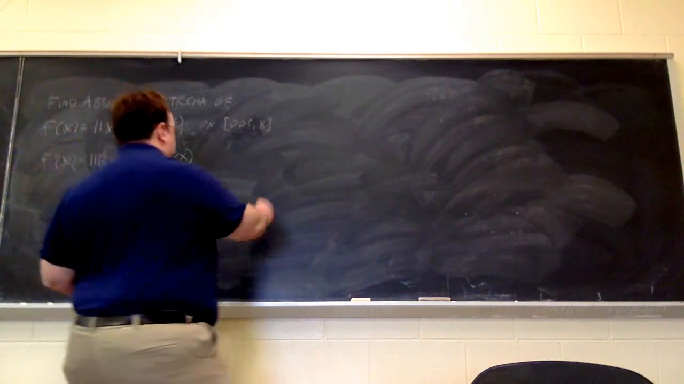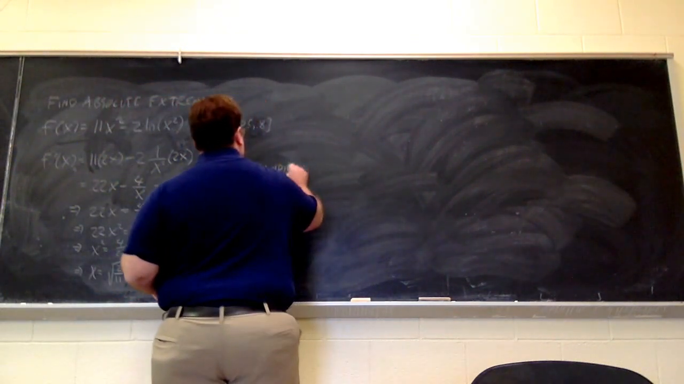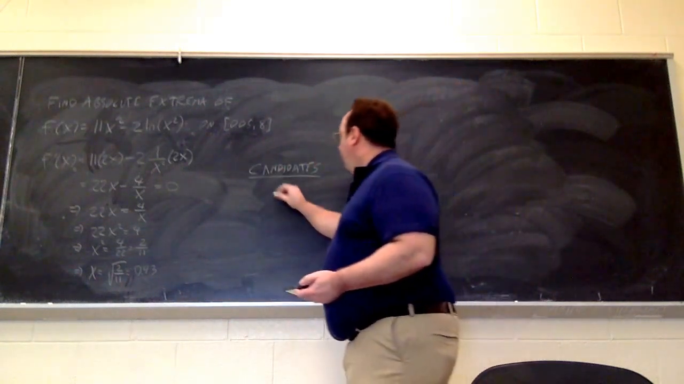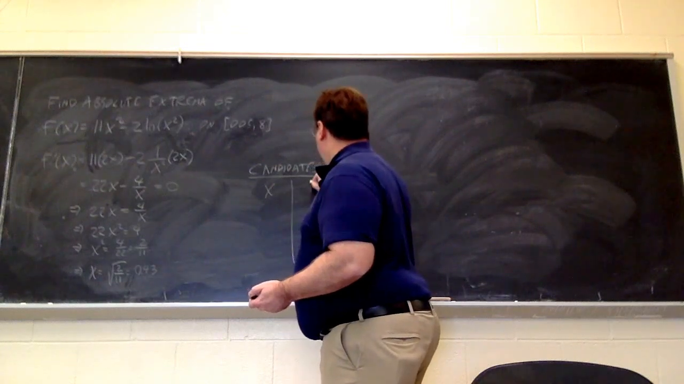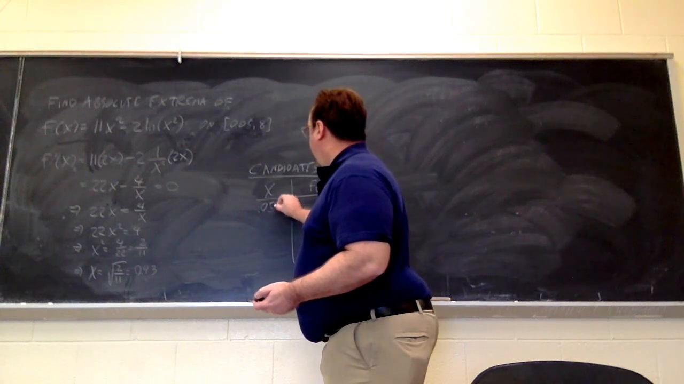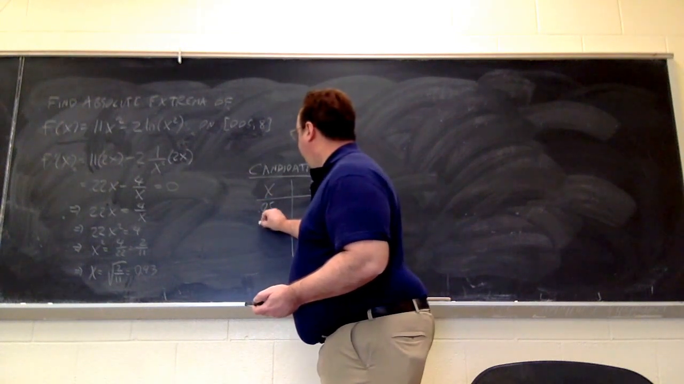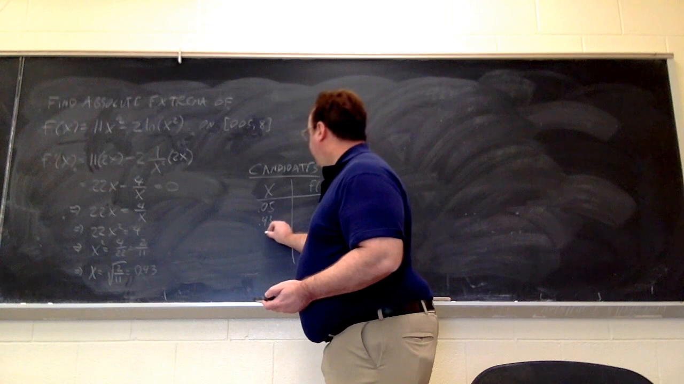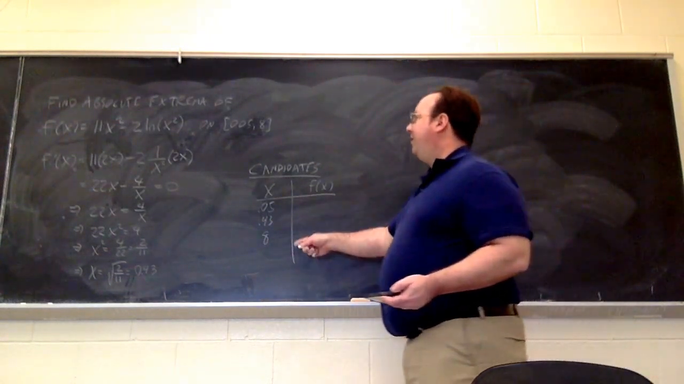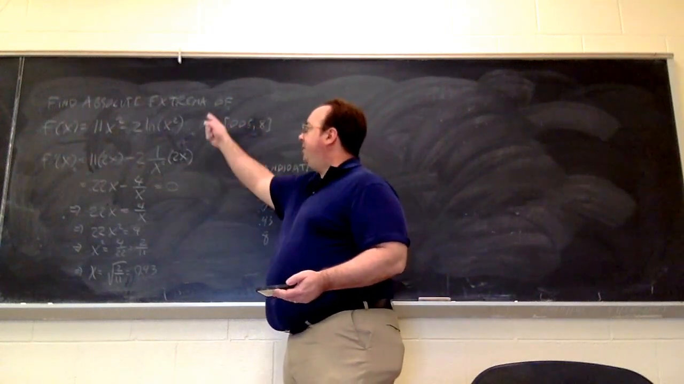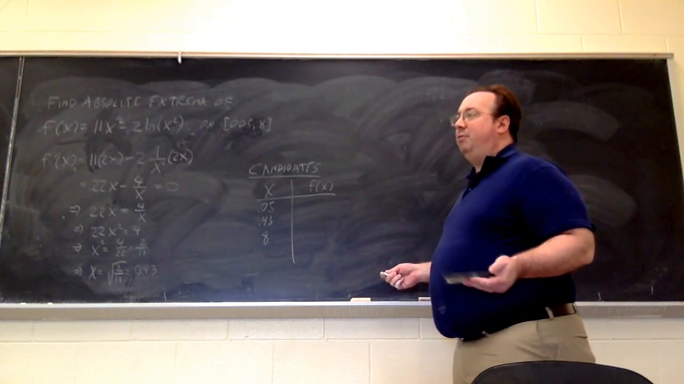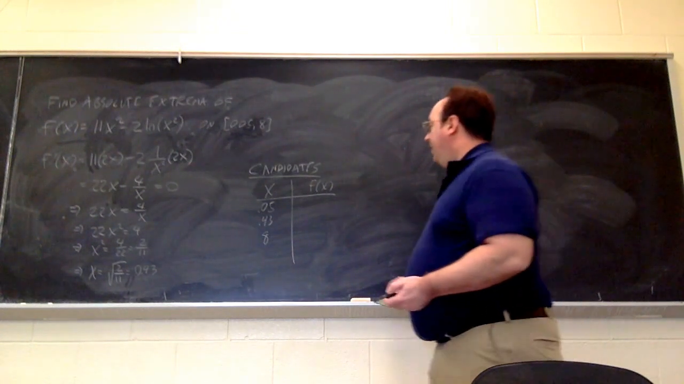So my candidates for locations of absolute extrema are my x values: the left endpoint, 0.05, the critical point, 0.43, and then the right endpoint, x equals 8. So all I need to do now is substitute each of these x values into the original function, not the derivative, the original function. And the smallest value is the absolute min, the largest value is the absolute max.